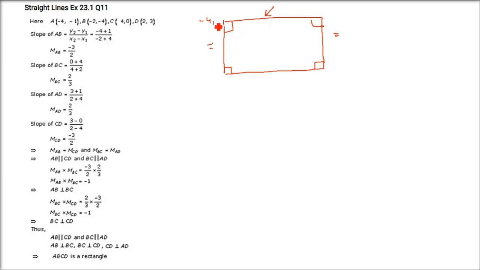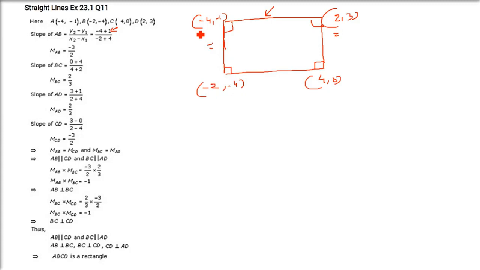So let us first mark the vertices -4, -1, -2, -4 and 4, 0. Then you have 2, 3. Now let us take the slope of the first line, and mark these points also, A, B, C, D.